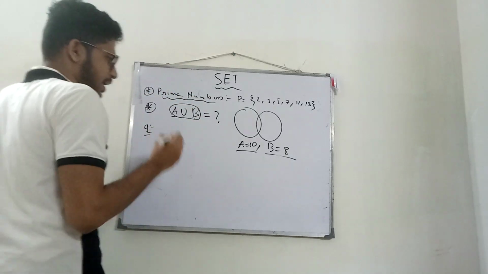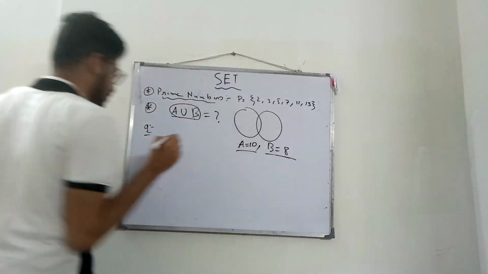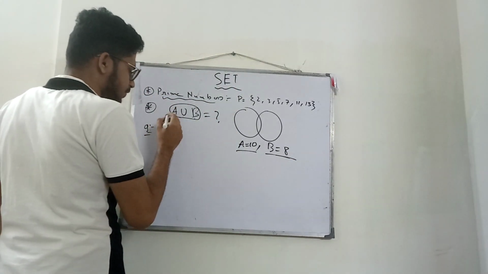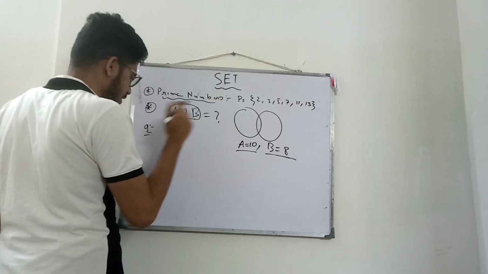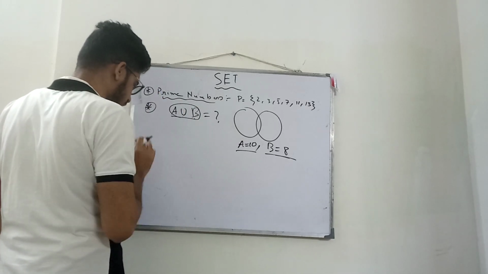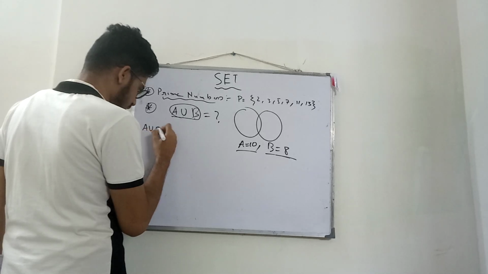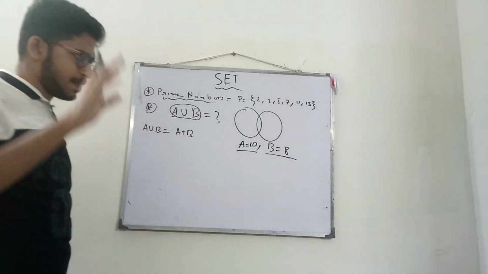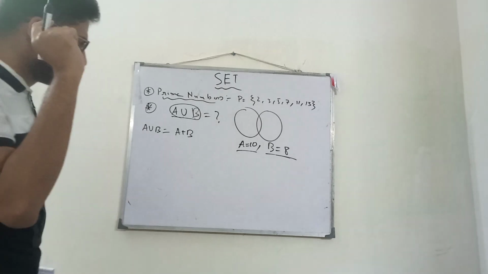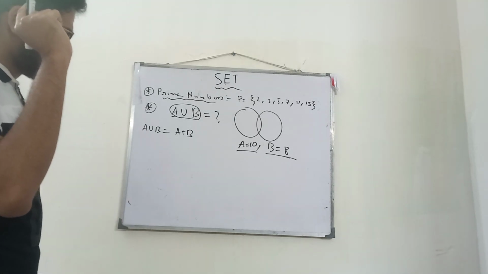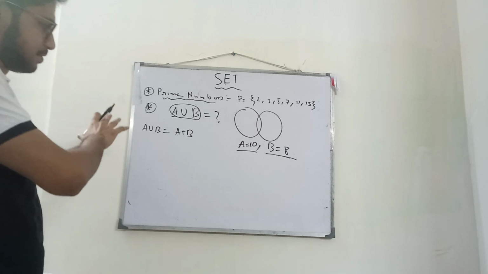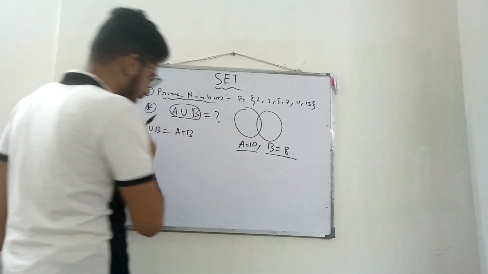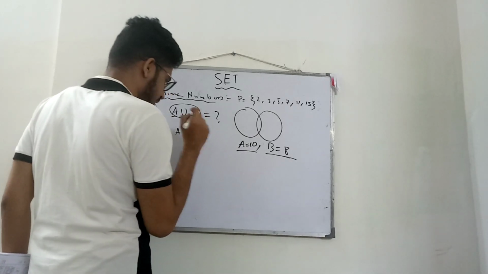Suppose here A is 10 and B is 8. If we want to solve A union B, we have to do A union B is equal to A plus B. This is a simple formula. I will explain everything, don't worry about that. Each and everything I will explain.